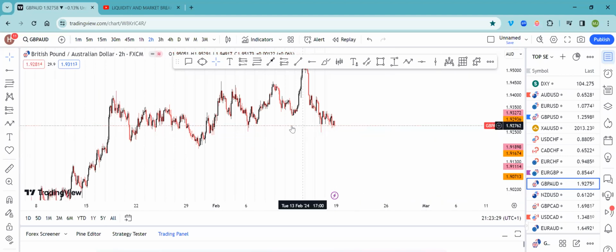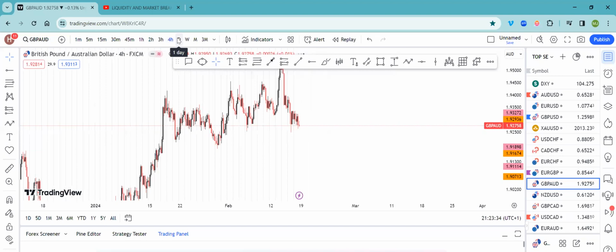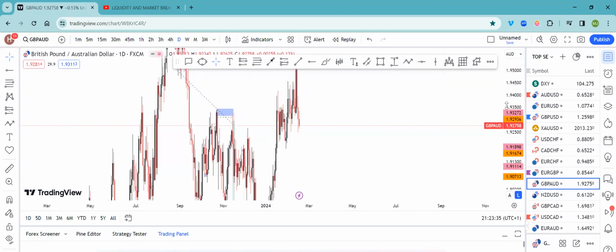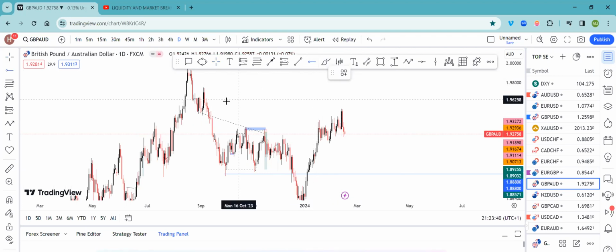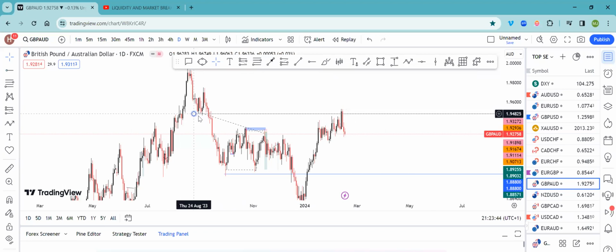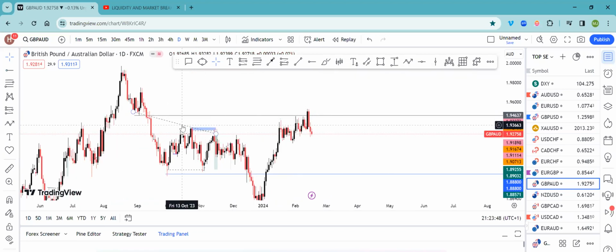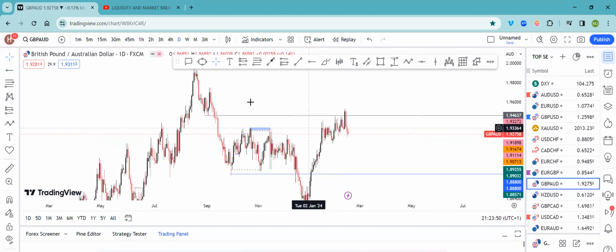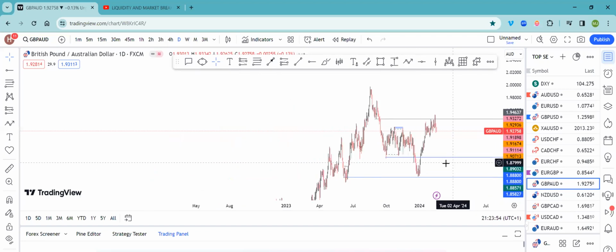Then next one was Pound Aud. Let's look at what I'm looking at on Pound Aud. Now look at Pound Aud. We already started reacting off this area, filling those inefficiencies. The market already filled those inefficiencies, and we are already seeing a reaction from there to the downside.